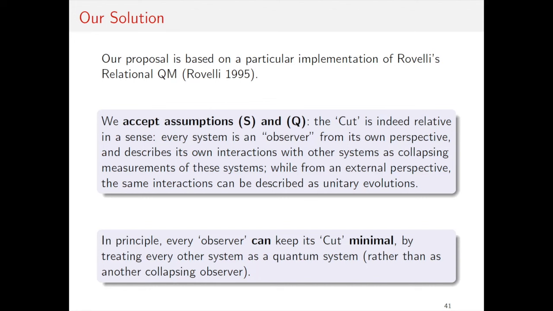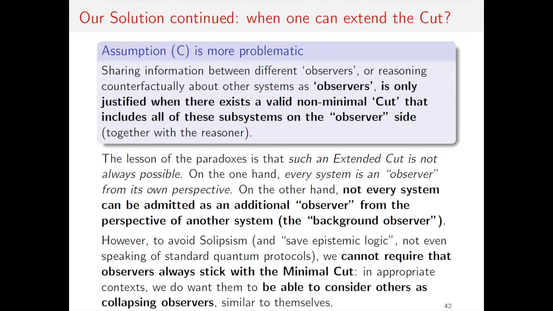So we accept the assumptions that Sonja mentioned, S and Q. The cut is relative in a sense. Every system is an observer from its own perspective and can describe the rest as unitary transformations, while from the external perspective of another agent, the same interactions that involve collapse by the original one can be described as unitary. Okay, so that seems already to be a contradiction, but now C is the assumption that information can be shared, or if you like, that there has to be consistency between these different perspectives.